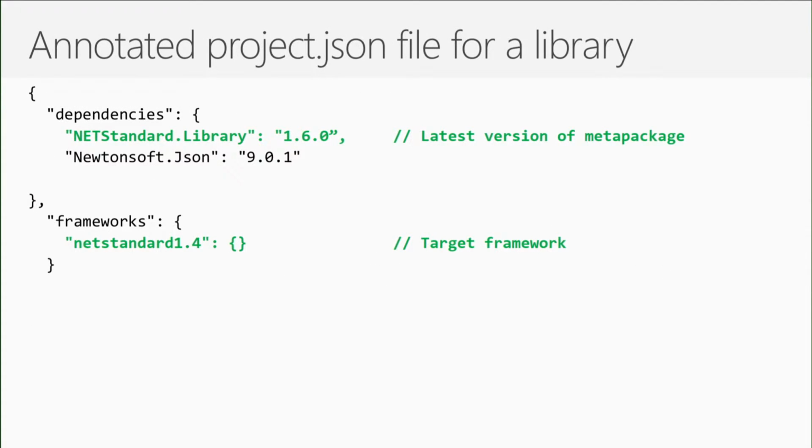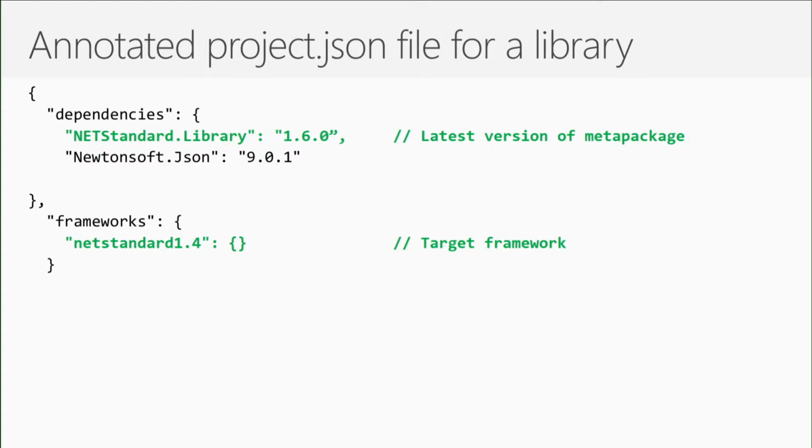Okay, so let's start to look at the project file. So this is the most simple project.json file. This is the current project file for .NET Core. As you can see, it's in JSON format. And so I've annotated these files to kind of call out the most interesting parts. So this is a library. It both depends on and is going to produce a .NET Standard library.